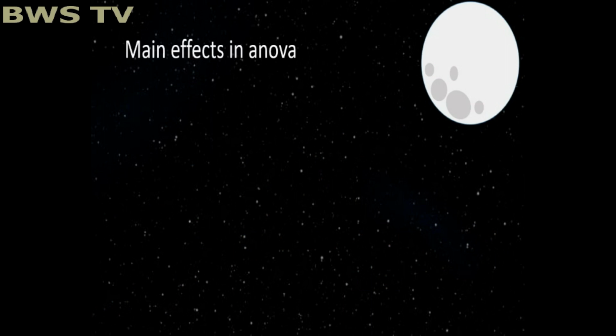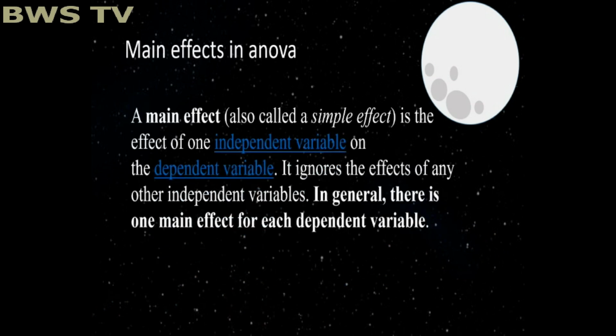Then there's the main effects in ANOVA. A main effect, also called a simple effect, is the effect of one independent variable on the dependent variable. It ignores the effects of any other independent variable. In general, there is one main effect for each independent variable.